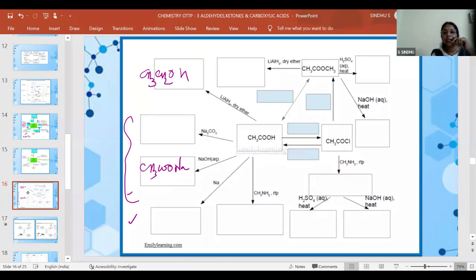CH3COCl, converting acid to acyl halide. So what do we use here? Acetyl chloride, SOCl2. Acetyl chloride is the product. So we can use SOCl2 or PCl3, any of those. They've shown the reverse: acid chloride to acid, which is hydrolysis.